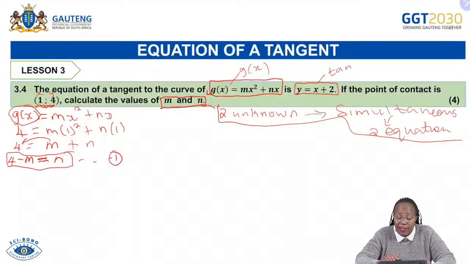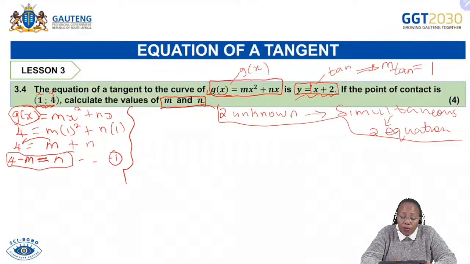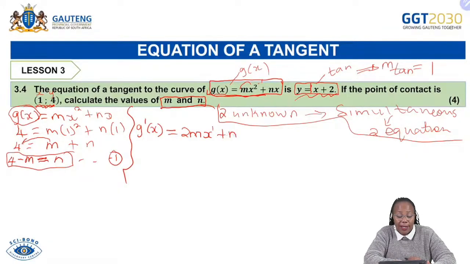To find the second equation, we have the equation of a tangent. And the gradient of this equation of a tangent, remember the gradient is the coefficient of x there, is equal to 1. So to find the gradient of a tangent, we differentiate the formula. So we are going to differentiate g of x. The derivative of g(x) is 2 times m, which is 2m, x to the power 1 because you subtract 1. This is x to the power 1. The derivative will be the coefficient n.